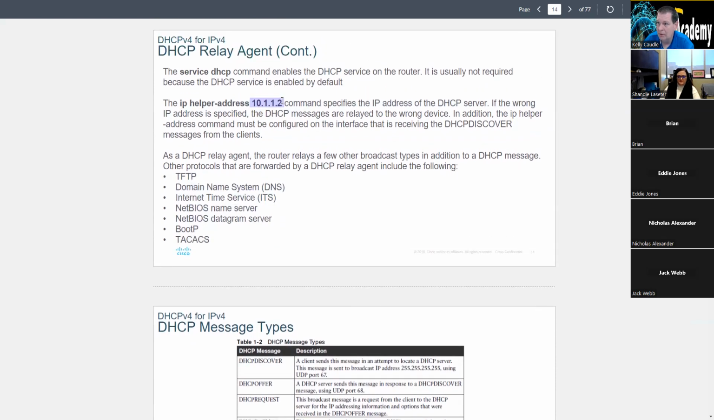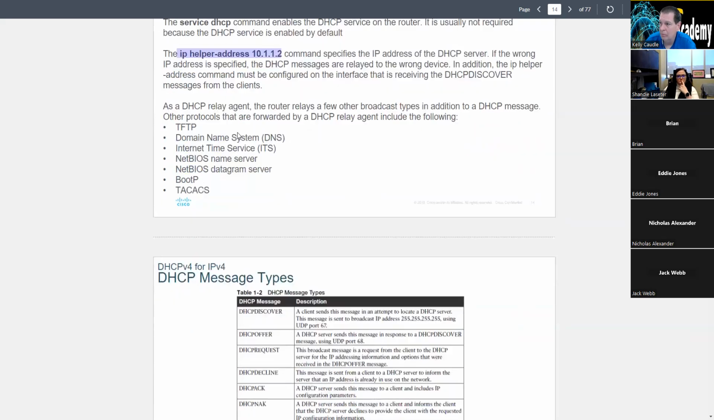So all the helper address does is say, hey, take these incoming broadcasts and forward them over to this other machine as a unicast, because we can't send broadcasts across routers. That's its whole purpose. Okay.